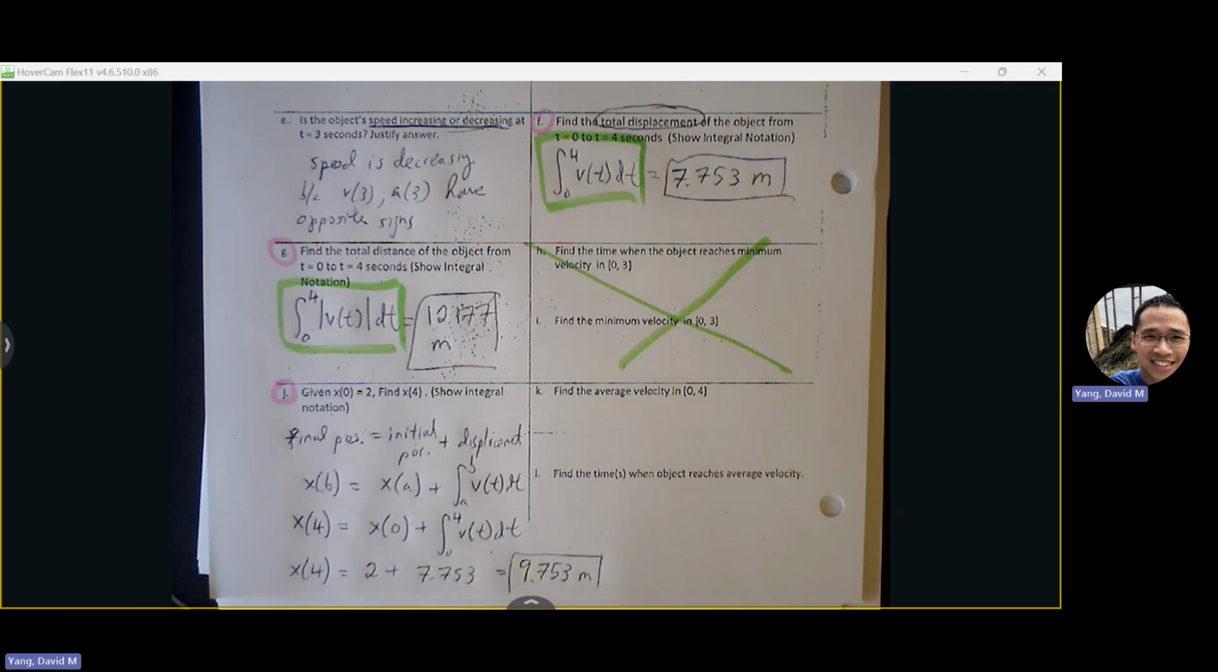So I see students want to do this. They want to add initial position to total distance or initial position to total displacement. But that's only if I'm asking you to find a physical location like x of 4 or x of 3 or x of 9. So that's when you do initial plus displacement. So put a star next to these and make sure that you can distinguish between the three of them.